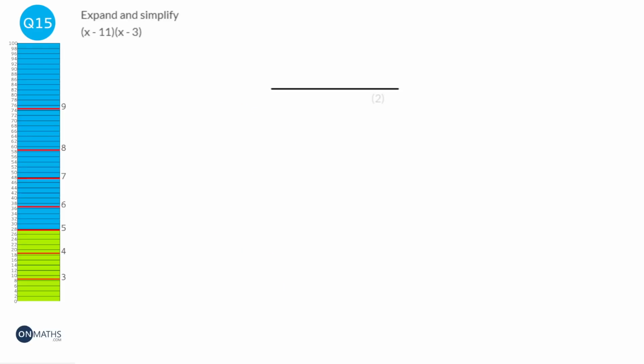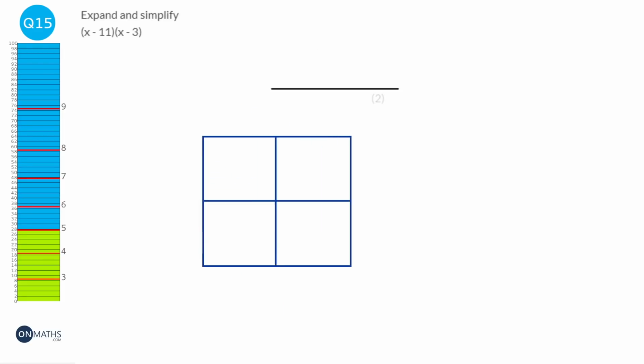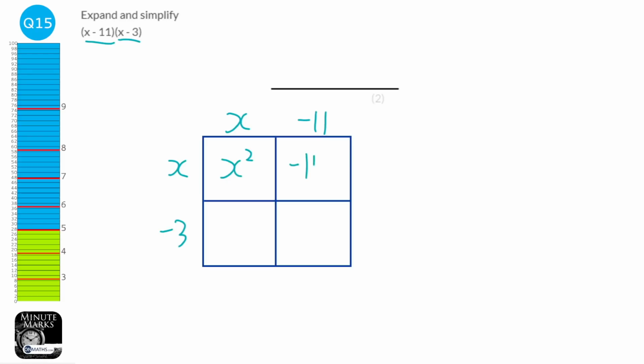So we're going to start by doing a multiplication grid. And we're multiplying the x minus 11, so x and minus 11, by the x minus 3, so x and then minus 3. So x times x is x squared, x times minus 11 is minus 11x, x times minus 3 is minus 3x, and minus 3 times minus 11 is positive 33 because two minuses make a plus.